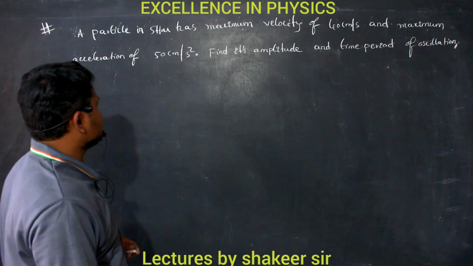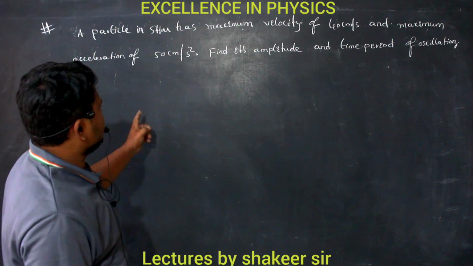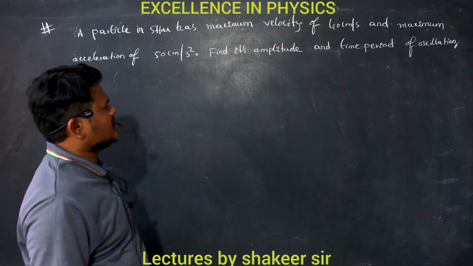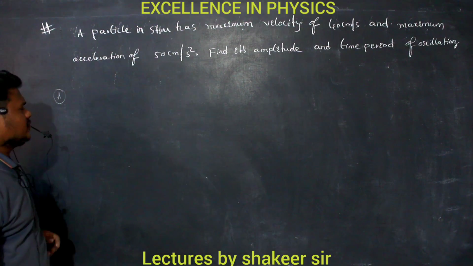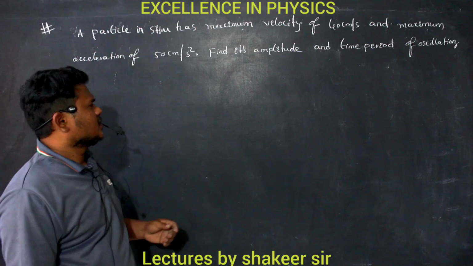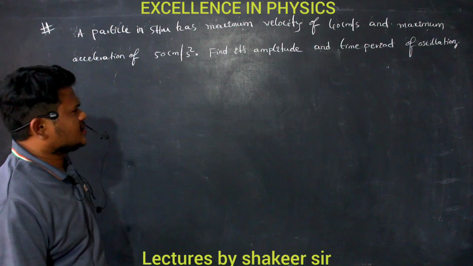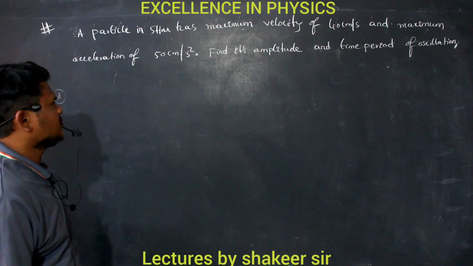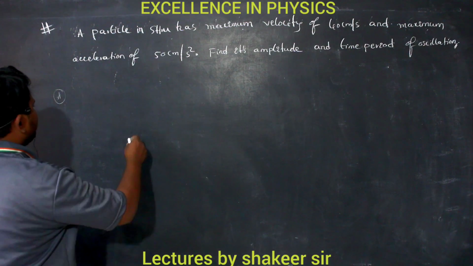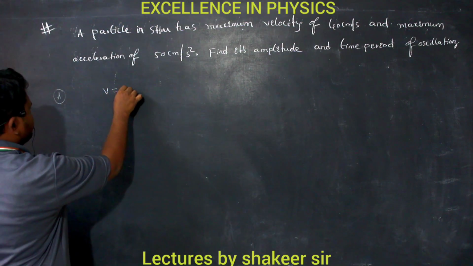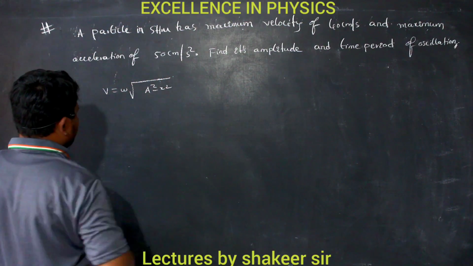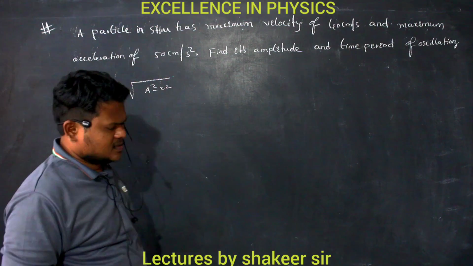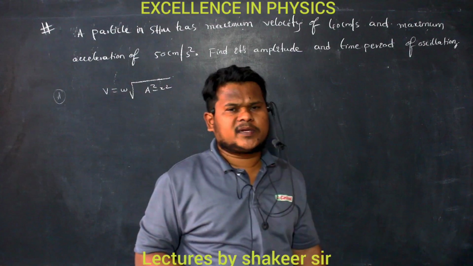So now let us see this question. A particle in SHM has a maximum velocity of 40 centimeters per second and a maximum acceleration of 50 centimeters per second square. Find its amplitude and time period of oscillation. Clear? So what is meant by maximum velocity? We know v is equal to omega into square root of a square minus x square. We have already discussed that the velocity of the particle will be maximum only at the mean position.